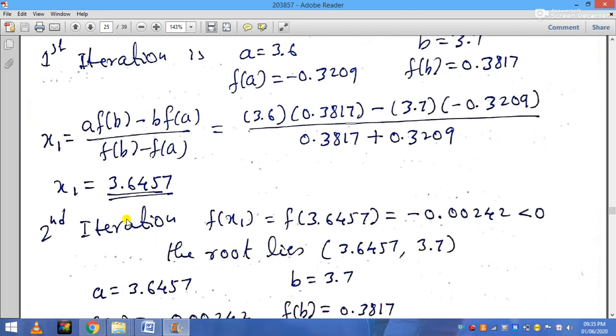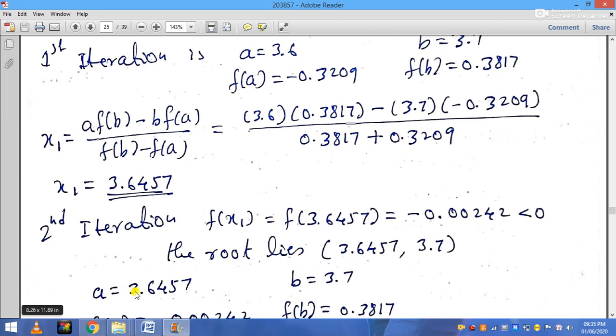Next, solve the second iteration. Put the x1 value in the given f of x. So f of 3.6457 is minus 0.00242, so it is negative. Then for the second iteration also we require one positive and one negative value. The negative value is obtained from the answer of the first iteration. The positive value is taken from the first iteration, that is b equal to 3.7, which is positive in the first iteration.